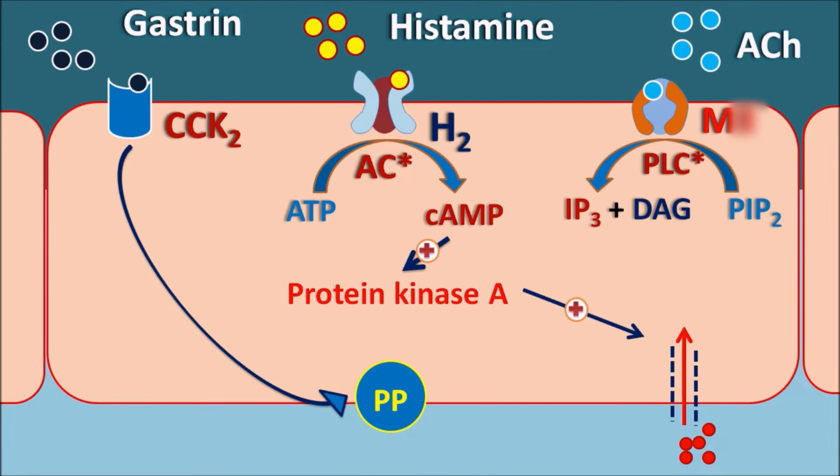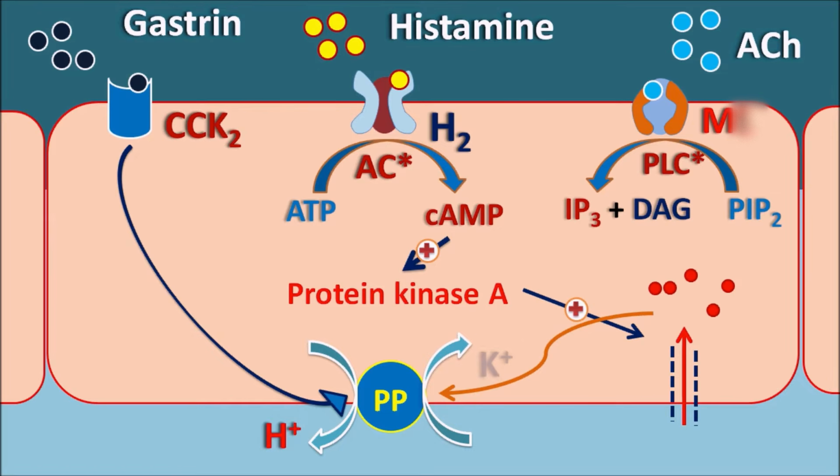Now, the calcium can enter into the gastric parietal cells, which can promote the proton pumps. Similarly, IP3 and diacylglycerol can also increase the calcium entry. All this can stimulate the proton pumps. So when these proton pumps are stimulated, they can increase the exchange of the proton for the potassium. In this way, proton is going to be secreted into the lumen, and chloride ions can be passively transported into the lumen. In this way, HCl is going to be secreted.